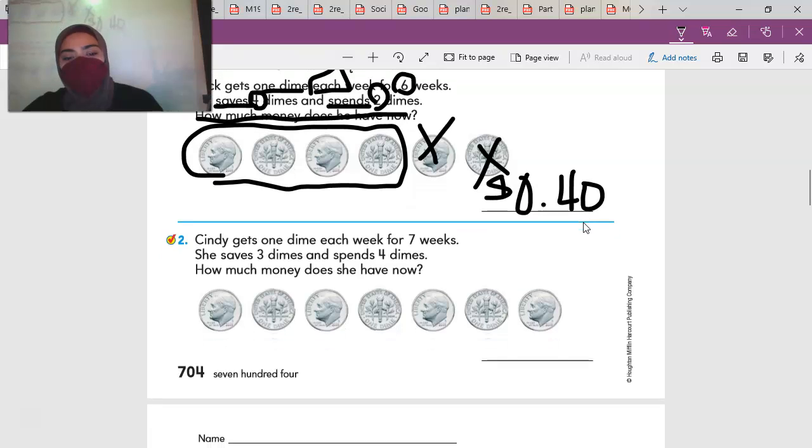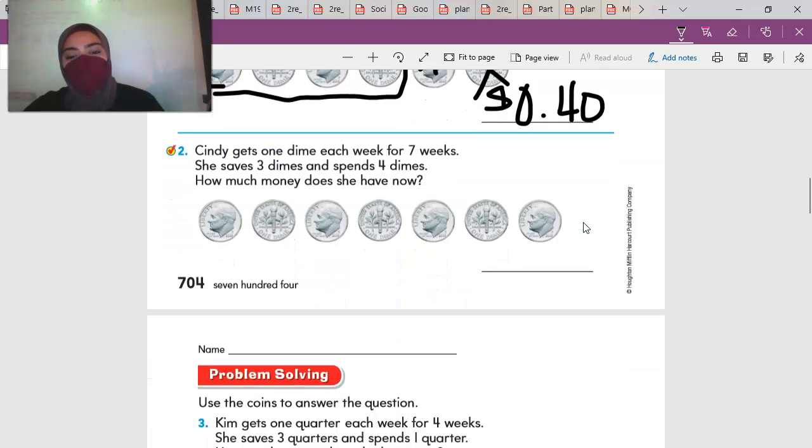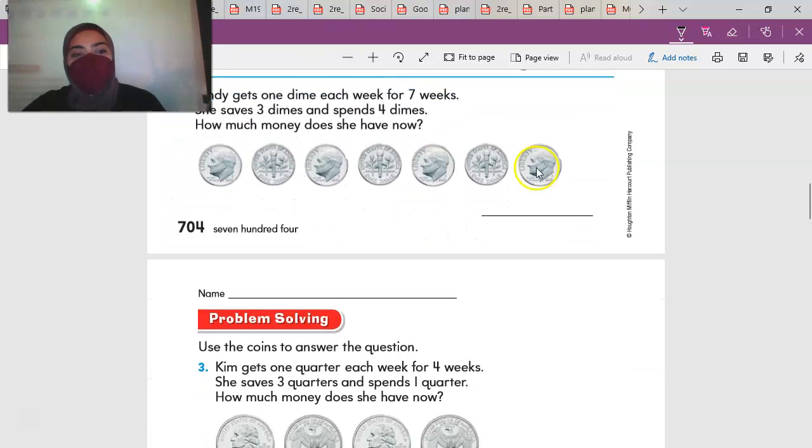Cindy gets 1 dime each week for 7 weeks. Man, why did they draw the pictures for you? It makes it too easy. So she gets 1 dime for 7 weeks. 1, 2, 3, 4, 5, 6, 7. I'm going to circle 1 dime. I'm going to box each. And I'm going to circle 7. She saves 3 dimes and spends 4 dimes.